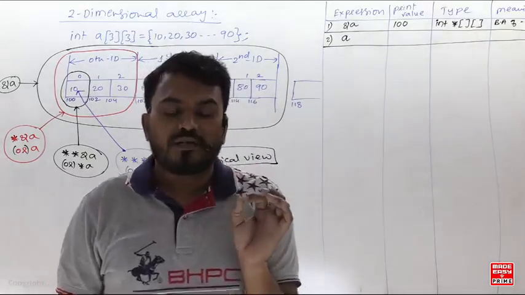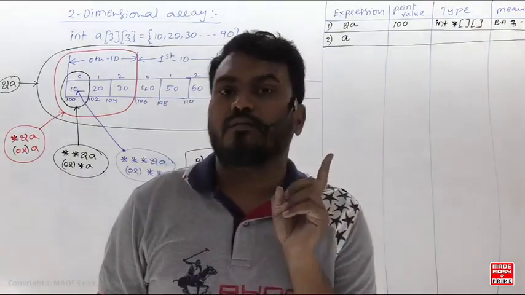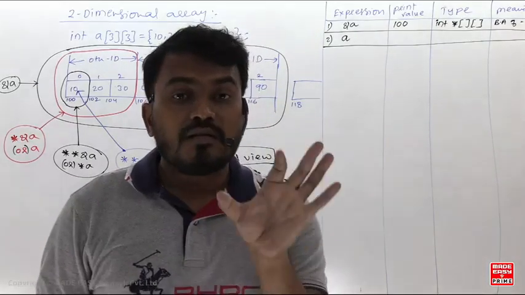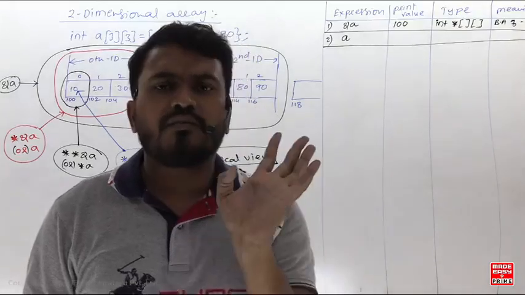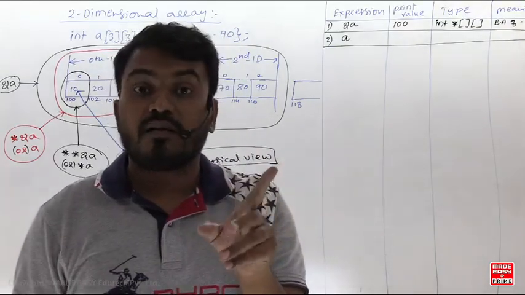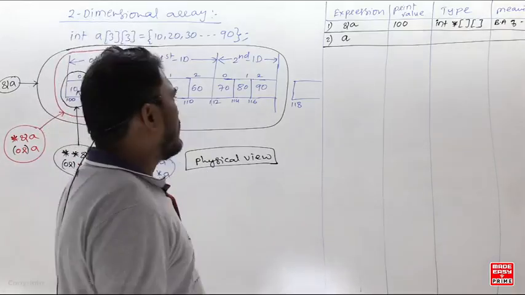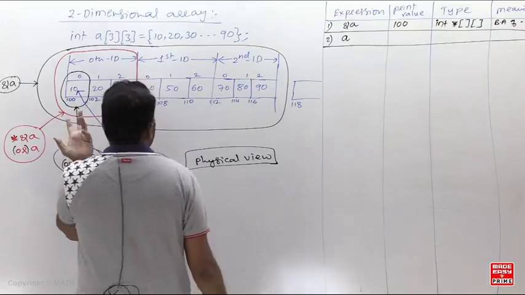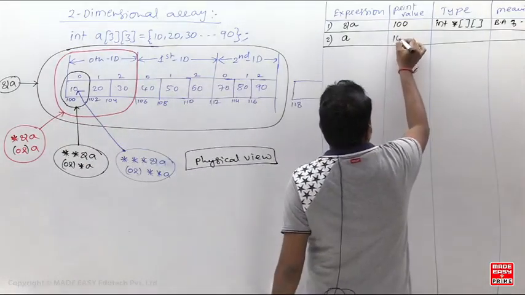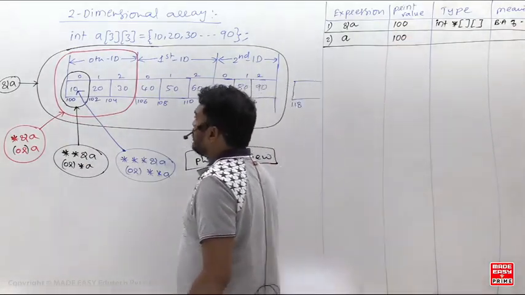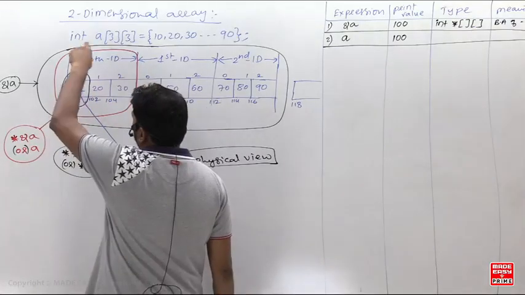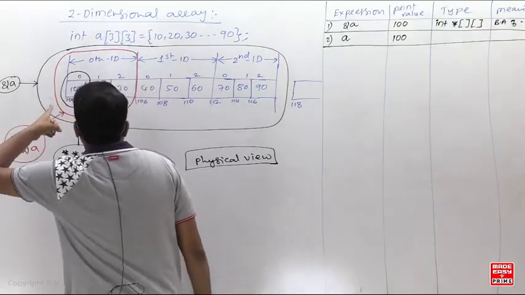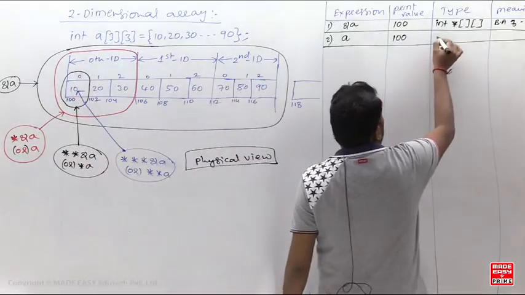Now tell me, number 2, if I say A, a two-dimensional array name without subscript will contain the base address of the 0th one-dimensional array. Already you have written. So if I say A, it will print 100 only. The print value is 100 only. But it is pointing to the base address of the 0th 1D array. So it is pointing to a 1D array.